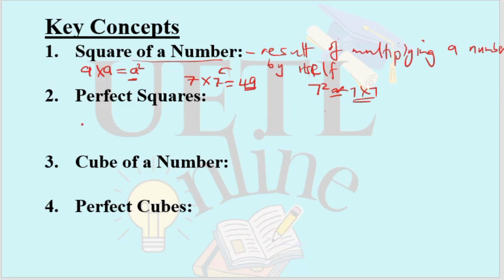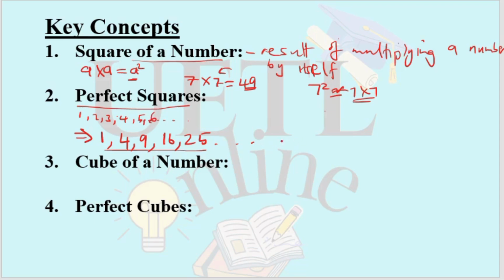Let's go to perfect squares. Perfect squares are the numbers we get after we square natural numbers. We have our natural numbers 1, 2, 3, 4, 5. If we square these numbers, we get perfect squares. Let's square 1, we get 1. Square 2, we get 4. 3, we get 9. 4, we get 16. 5, we get 25. So these are perfect squares. They go on and on as we square these numbers. If we square 6, we get another number, and on and on.